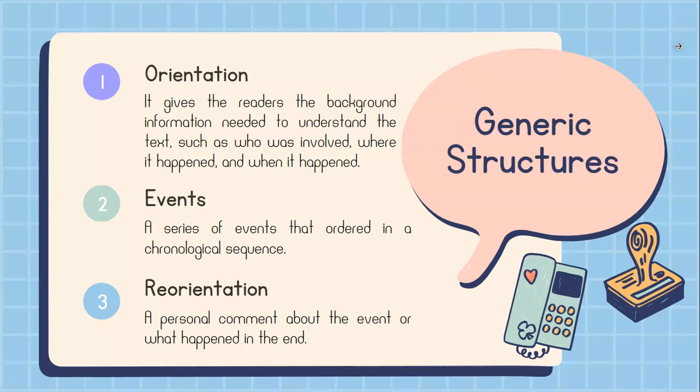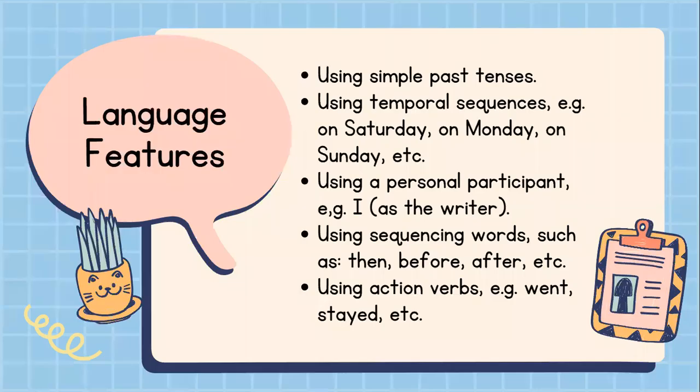The next material will be presented by my friend. Time is yours. All right, now we move to the language features of recount text. The first is using simple past tense, using temporal sequences, for example, on Saturday, on Monday, on Sunday, and etc. The next is using a personal participant, for example, I as the writer. The next is using sequencing words such as then, before, after, and etc. The last is using action verbs, for example, went, stayed, and etc.